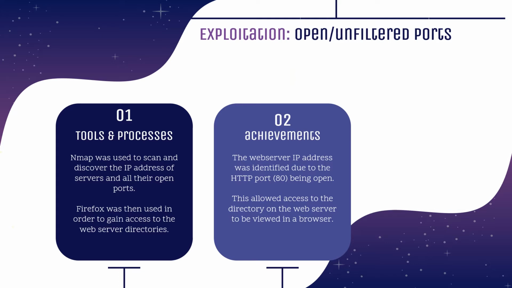Now we will go into a little more of the details for each exploitation that was discovered. The first being open or unfiltered ports. The tools and processes used for this exploitation were Nmap, which was used to scan and discover the IP address of servers and all their open ports. Then Firefox was used to gain access to the web server directories. Through this, the web server IP address was identified due to port 80 HTTP being open. This allowed access to the directory of the web server to be viewed within a browser.